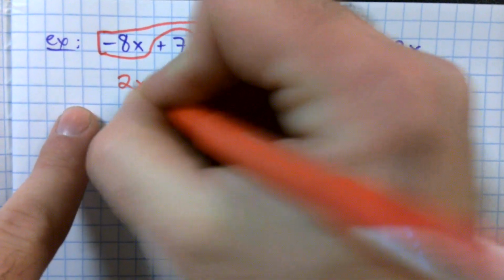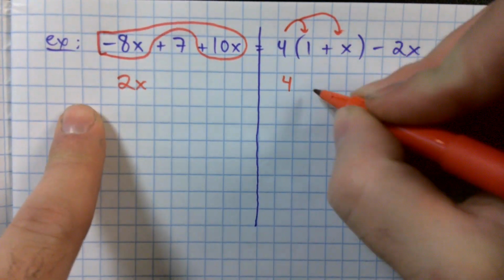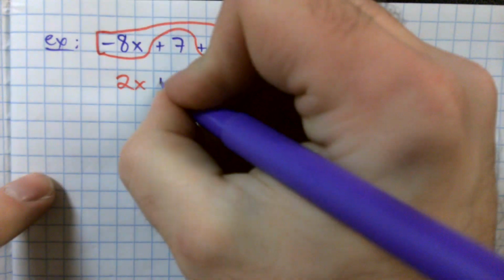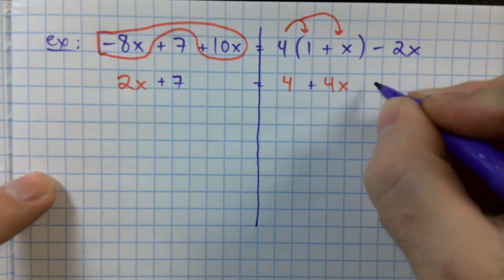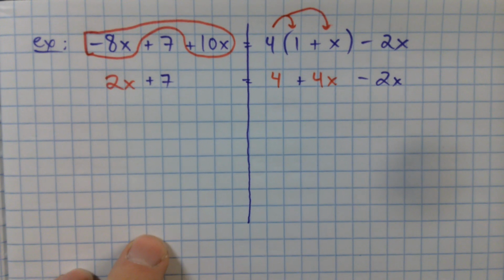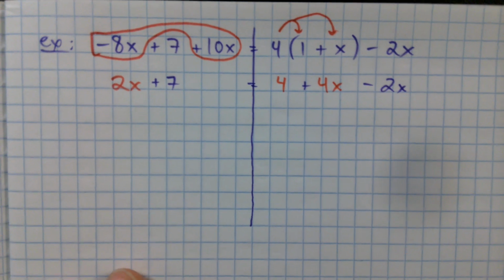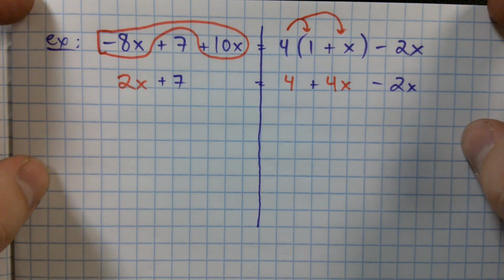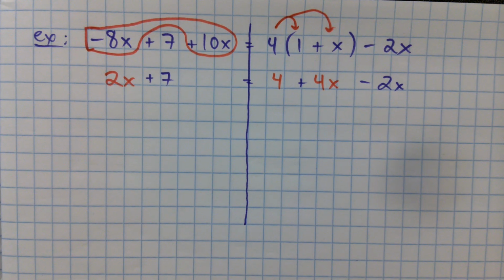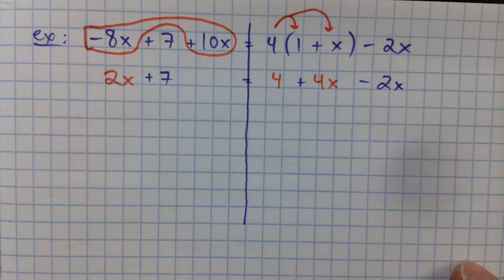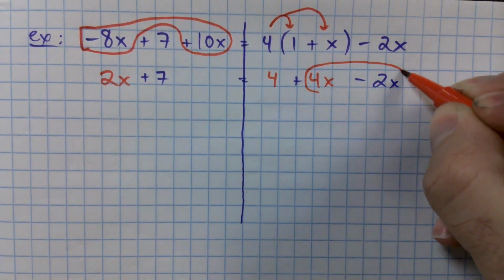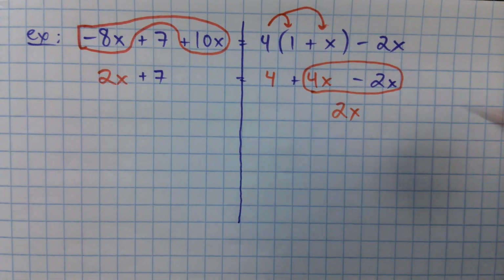Negative 8x plus 10x gives me 2x. 4 times 1 is 4. 4 times x is 4x. And we fill in everything around it. I didn't throw anybody off by doing those both in the same step, right? Okay, good. We threw me off. Is there any more? Yes. Good. What else? 4x minus 2. Good. 4x minus 2x gives me 2x.